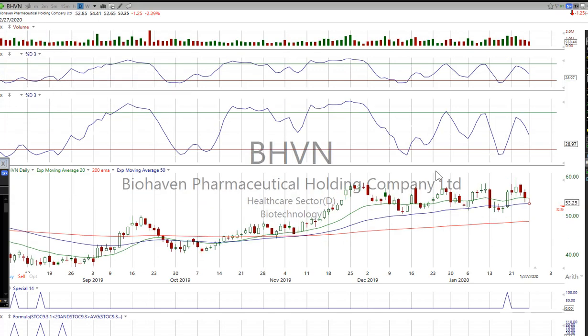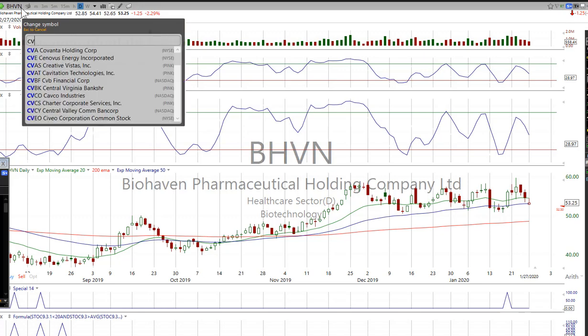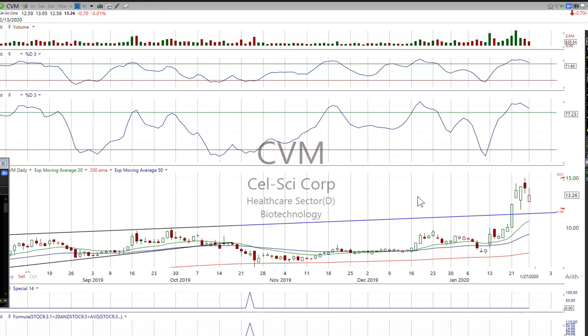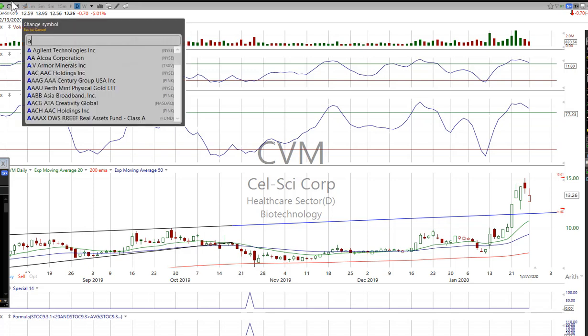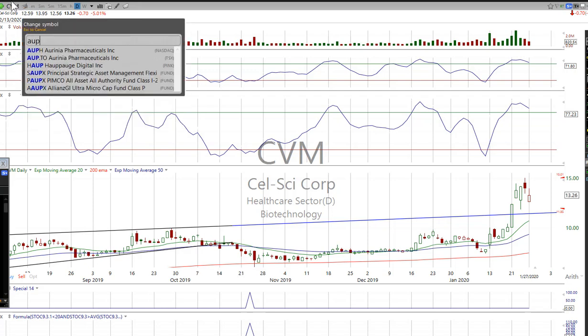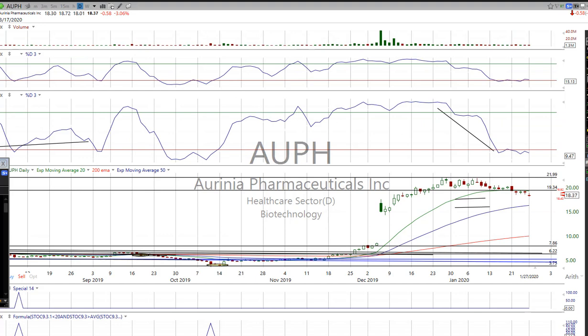Biohaven still waiting for the migraine medicine. It's choppy up here, waiting for some news to come out. Could go either way. We have head and neck cancer drug, CVM, actually held up okay. It's kind of up there. We're getting ready for some big data being released there. AUPH, they're going to be presenting some data, I believe, on Wednesday.